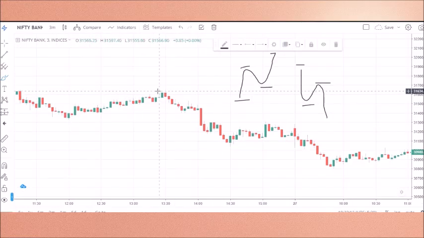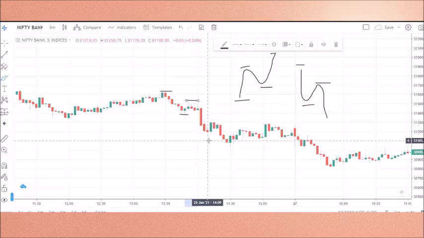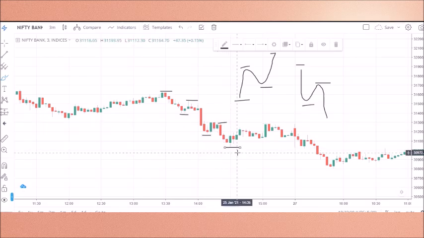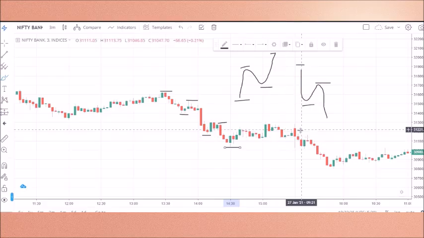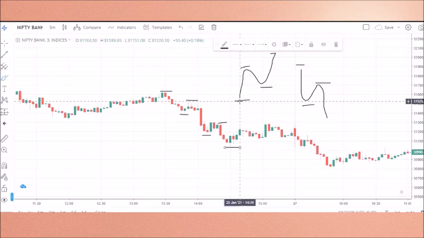See here, this is high, this is low, this is lower high, this is lower low, again we have lower high, lower low. So this is downtrend. Then we got a breakout here, so somewhere here we'll get the entry for trade. Now how to find out this breakout, how to identify the entry point, all these things we will discuss in the later part in this session only.